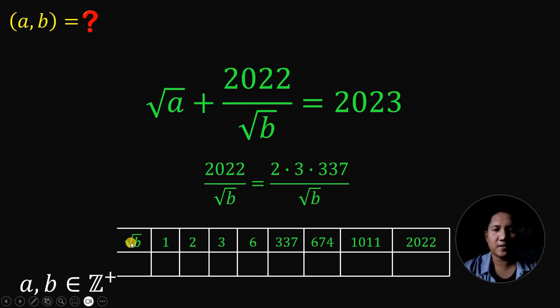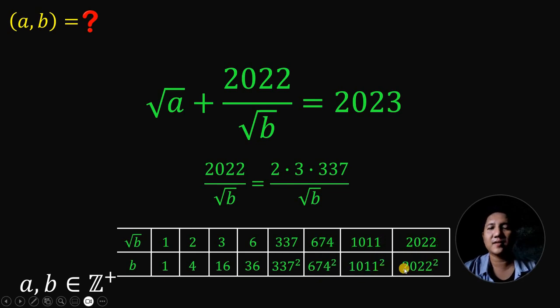Alright, now since we have the values of square root of b, we can get the values of b. The value of b is just the square of square root of b. So we have the first one, 1 squared is just 1, 2 squared is 4, 3 squared is 9, 6 squared is 36, and 337 squared is simply 337 raised to the power of 2. This is a big number. The rest is just squaring: 674 squared, 1011 squared, 2022 squared. So we now have the values for b.